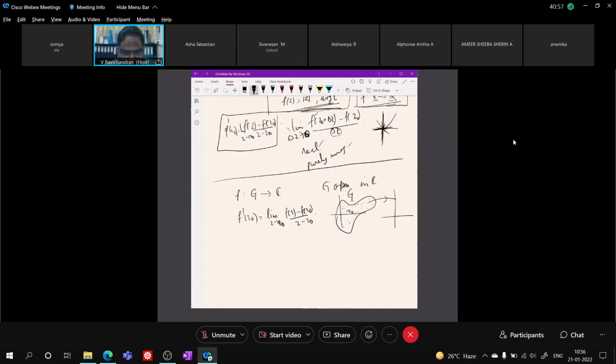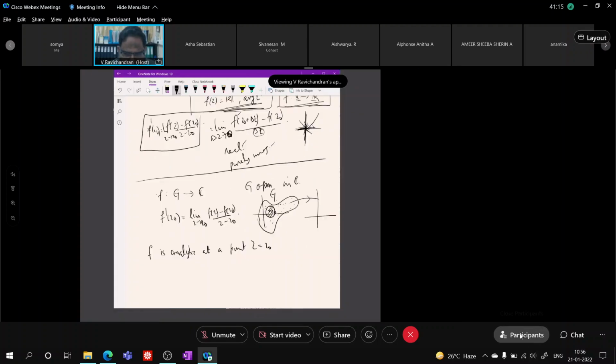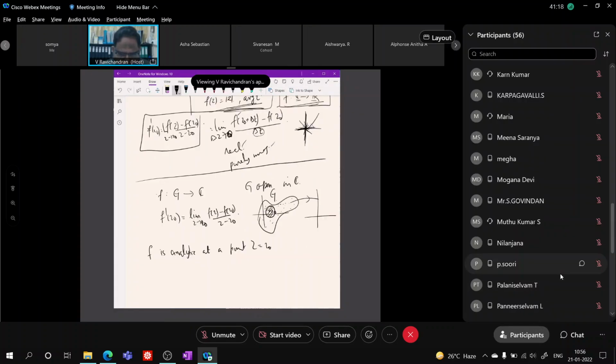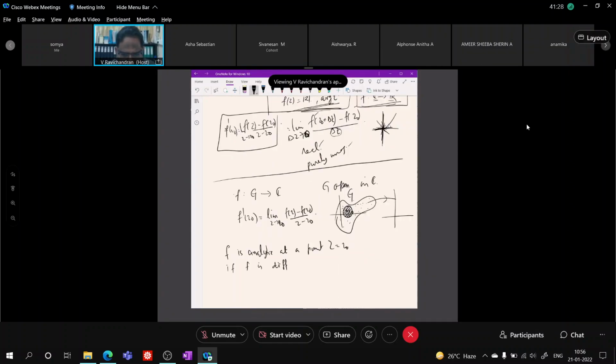And then what do we mean by analytic? So when do we say that f is analytic at a point, at a point z equal to z naught? What should happen is, around z naught you must be able to find a neighborhood of this point. That means we should have a neighborhood of z naught inside G. On this neighborhood, the function should be differentiable. Okay, so a function is analytic at a point z equal to z naught if f is differentiable in some neighborhood of z naught.